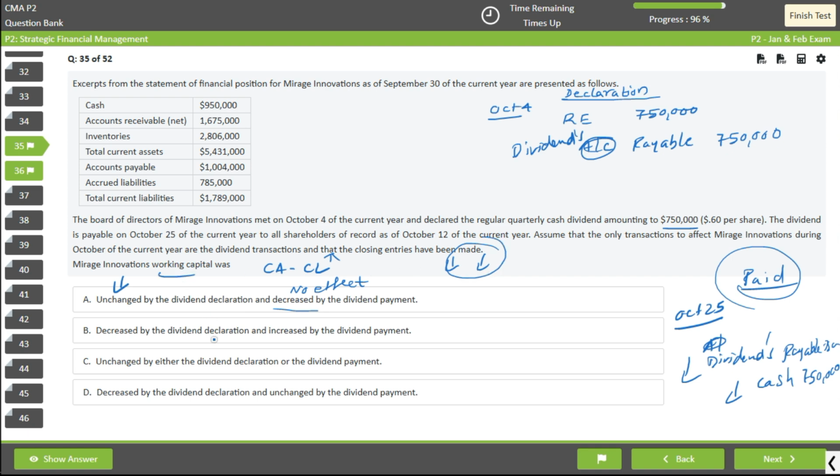So what is the correct option? Decrease by dividend declaration, increase by dividend payment? No. Unchanged by dividend declaration or dividend payment? No. Decrease by the dividend declaration, and unchanged by the dividend payment. By the dividend declaration the working capital is going to decrease, and it is unchanged by the dividend payment, so this is the correct option.